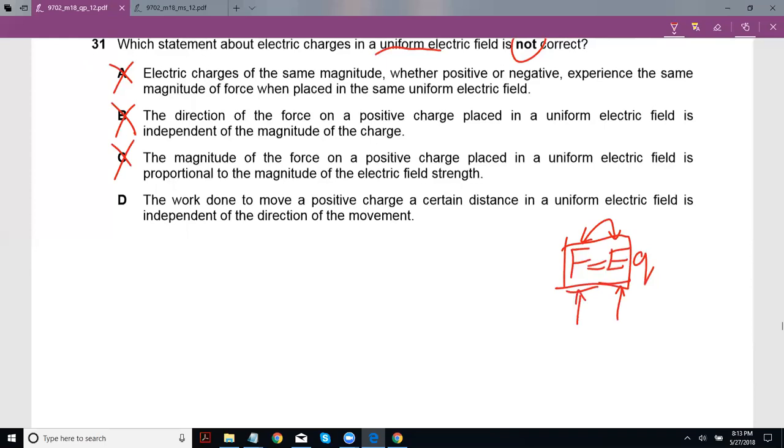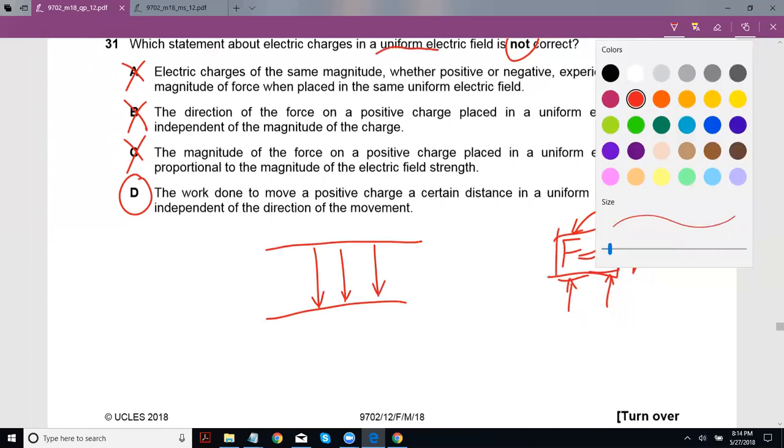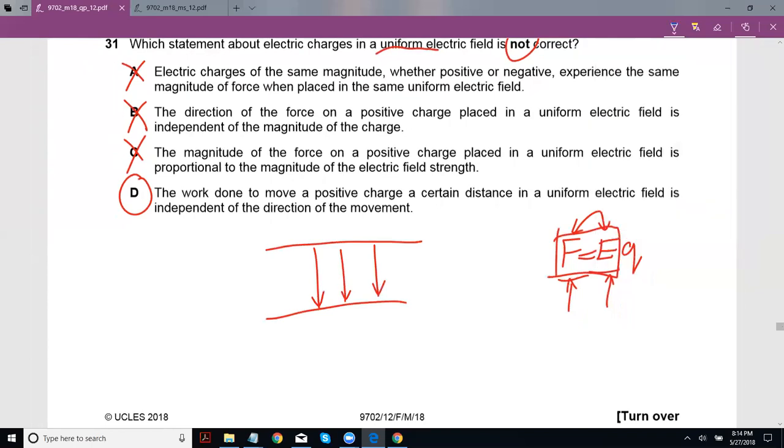D. The work done to move a positive charge a certain distance in a uniform electric field is independent of the direction of the movement. That is wrong. Imad, can you explain? Actually, this is incorrect because depending on the direction of the motion, whether you're moving against the field or towards the field, you might need to do less work or more work. So it's not independent of the direction.